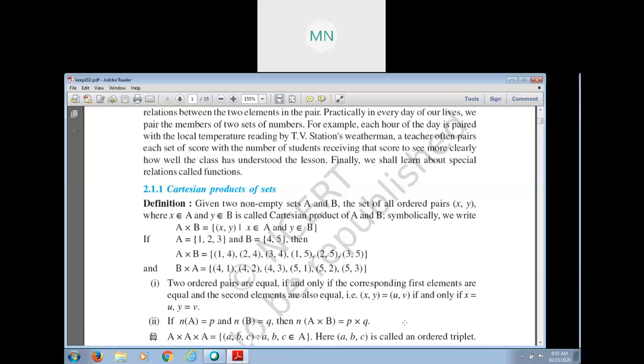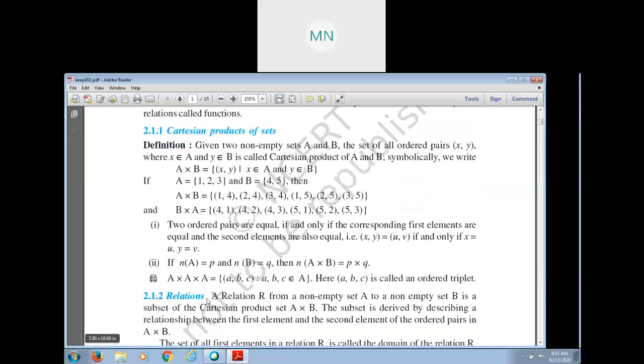And suppose we consider A cross A cross A. Multiplying A three times, we get the ordered triplet (a, b, c), where a, b, c come from A. If we generalize this for n times, a1 cross a2 cross a3 cross up to an, there are n elements, then it is called an ordered n-tuple: (a1, a2, a3, up to an).